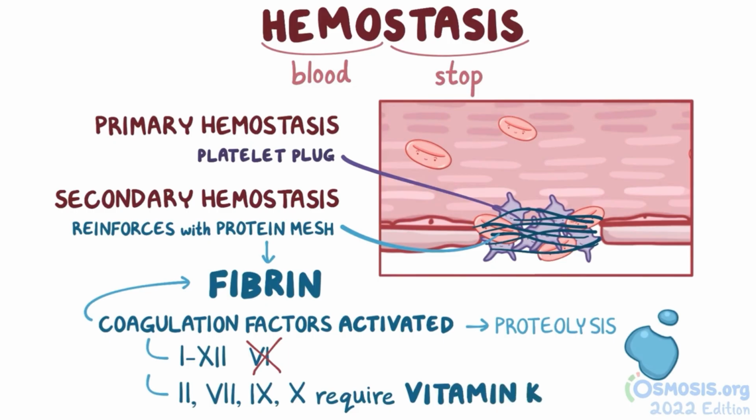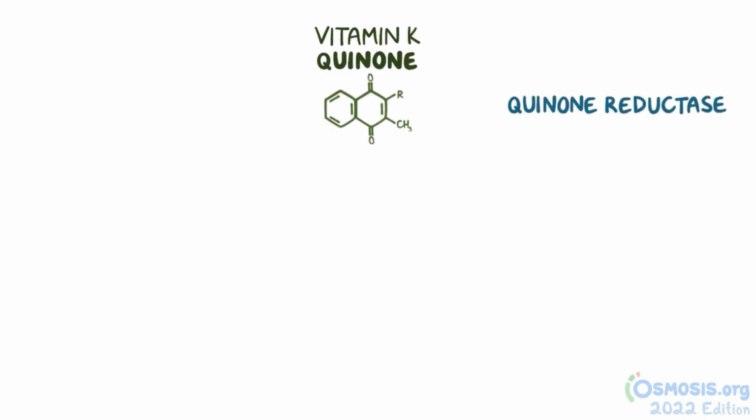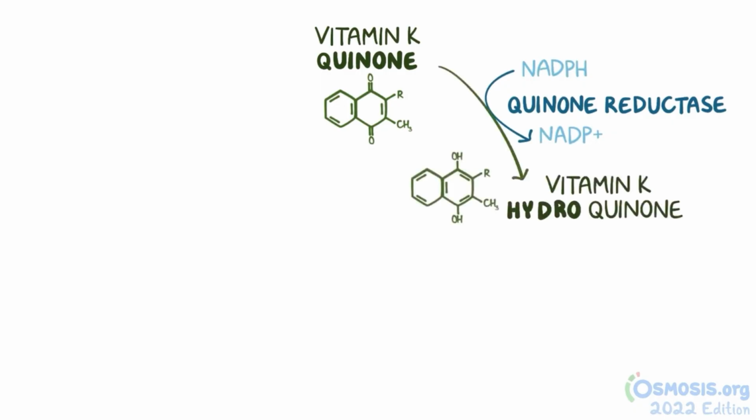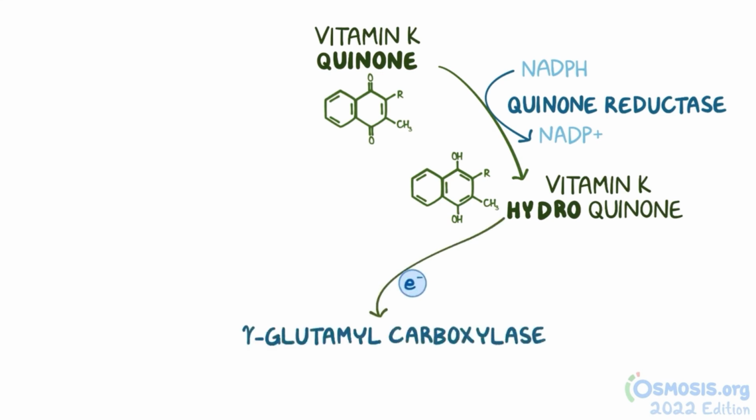Now, when vitamin K is absorbed from the digestive tract and travels to the liver, it's in its dietary form, and it's called vitamin K quinone. An enzyme called quinone reductase takes electrons from NADPH and donates them to vitamin K quinone, converting it into the reduced form, which is called vitamin K hydroquinone. Then, vitamin K hydroquinone acts as a cofactor by donating its electrons to an enzyme called gamma-glutamyl carboxylase, which converts the non-functional forms of coagulation factors 2, 7, 9, and 10 into their functional forms.